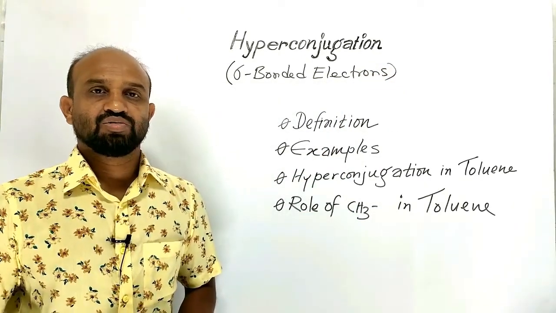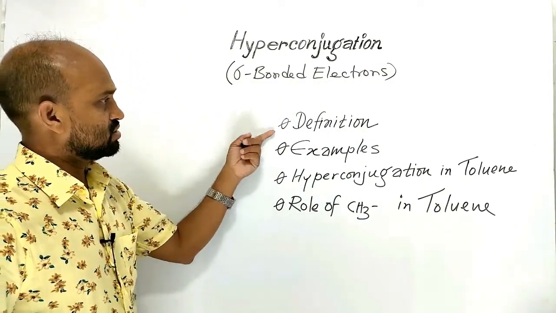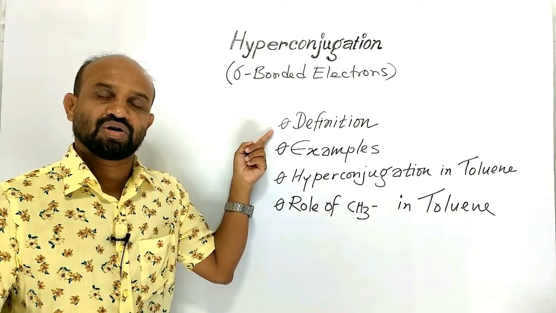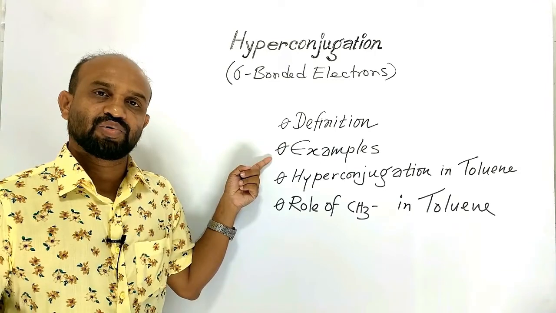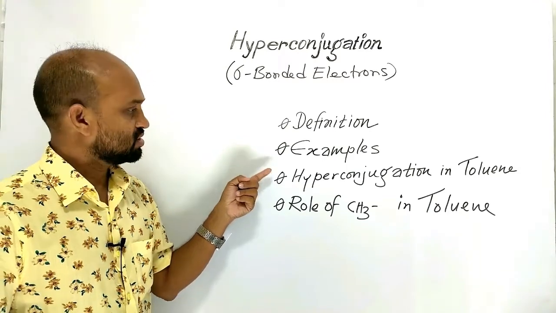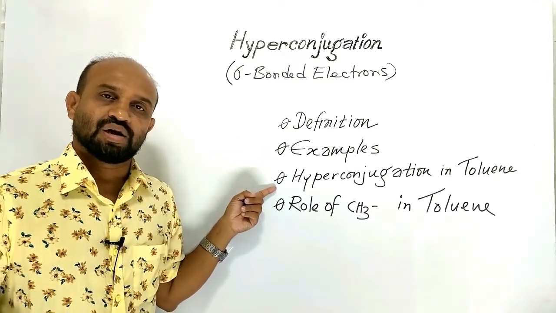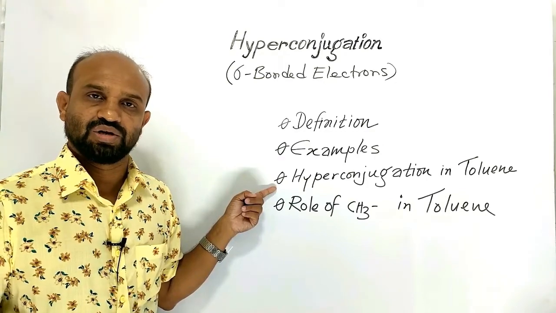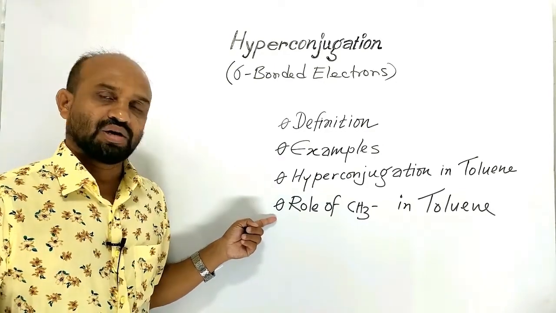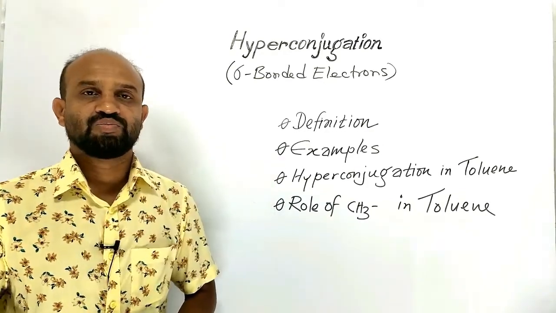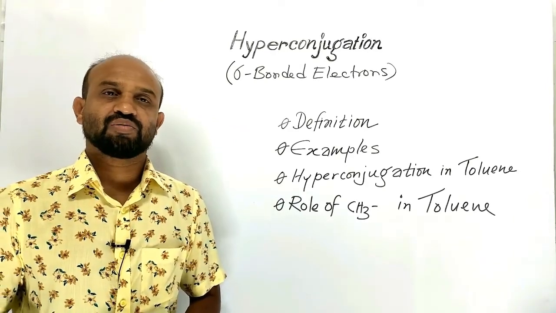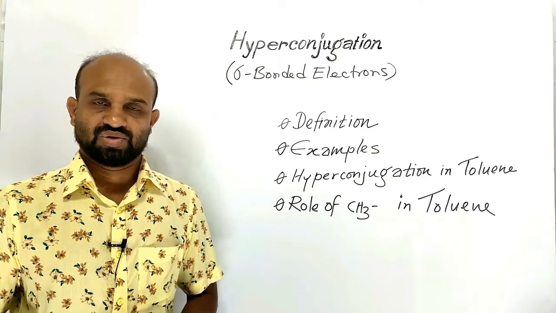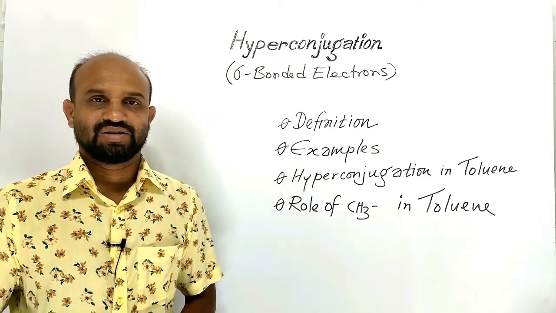In this lesson, we are going to learn the definition of hyperconjugation, examples of hyperconjugation, hyperconjugation in toluene, and finally, the role of the methyl group in toluene as an effect of hyperconjugation. So, let's begin.